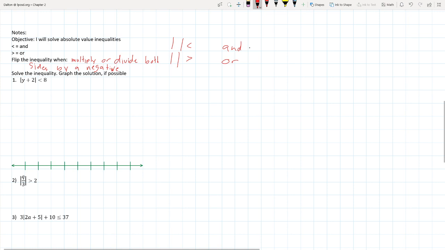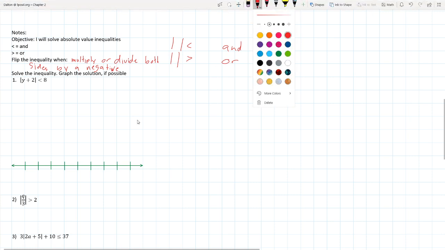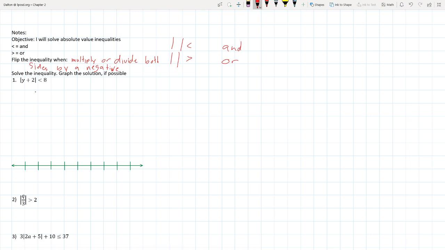All right, so for these ones we're going to solve the inequality, and we're going to graph the solution if at all possible. There may be times where graphing is not feasible for us. So here we go. I have the absolute value of y plus 2 is less than 8. As we said up here, that automatically tells me that I'm going to have an AND statement.